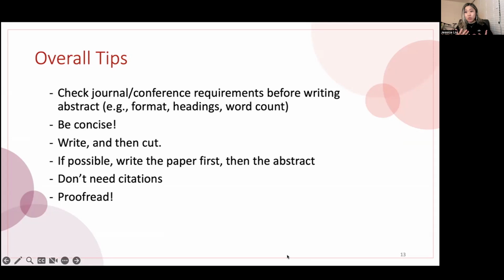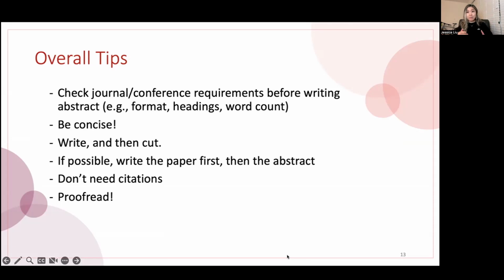But be concise. Truly, the shorter, the better in this case. And being concise can be very hard. So I always suggest to just write it out first without thinking too much about the word count. Of course, don't go overboard, but try not to stress too much about the word count and then start cutting after you get it all down.